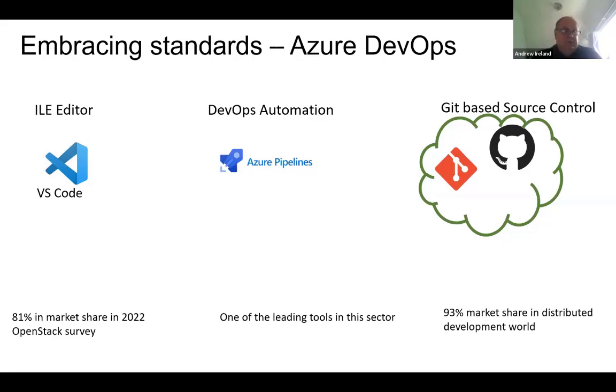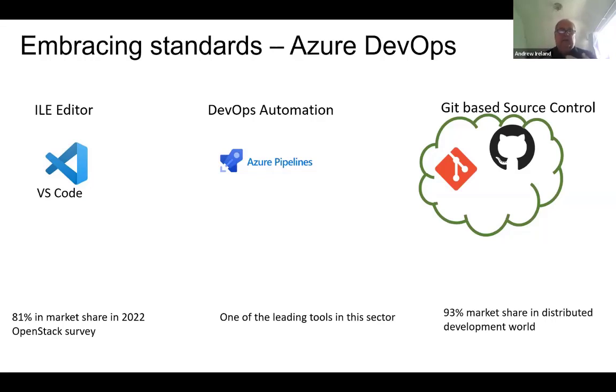The OpenStack do a regular survey, and their 2022 survey pointed out that 81% of all the developers who responded were using VS Code as their standard IDE. Now that's a transformation because in 2017 they did a survey and it was only 7%.